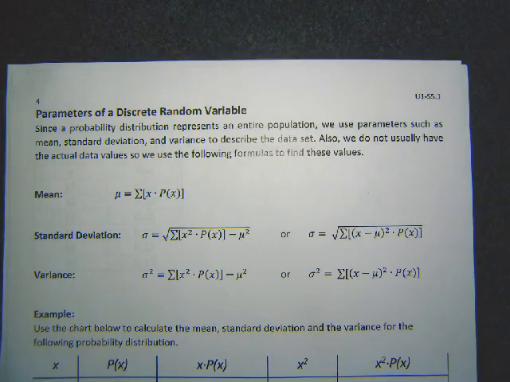Now, probability distributions are usually given to you without the actual data. A lot of times people will figure out the percentages based on a survey.